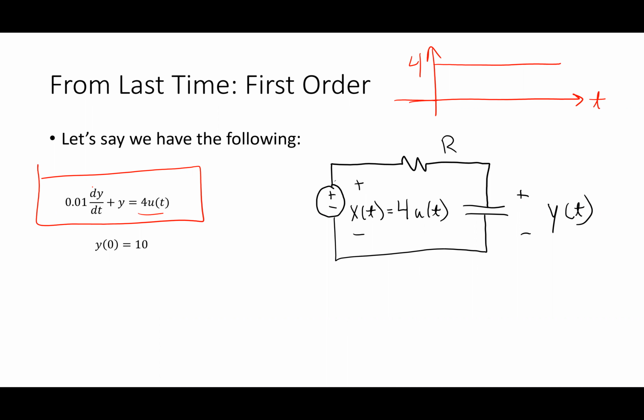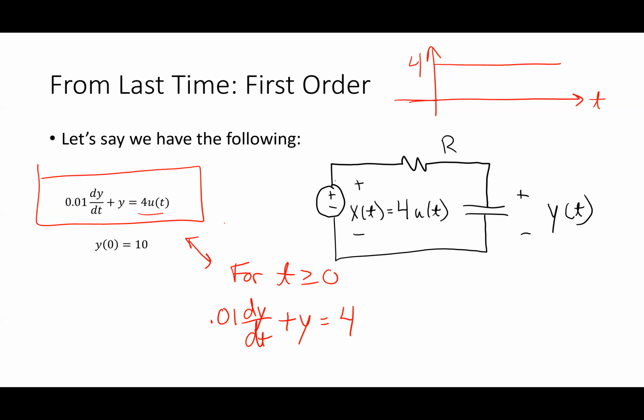All right, so sometimes the way I write this is for t greater than or equal to 0, I get rid of the u of t and I say this just becomes 0.01 dy by dt plus y equals 4. Right? Those two expressions are equivalent. If I say for t greater than or equal to 0, I can get rid of the u of t.